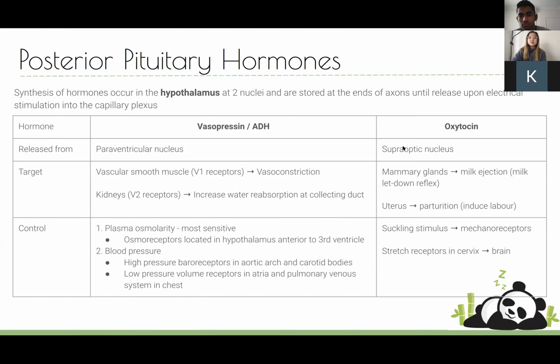Oxytocin is released from the supraoptic nucleus, and it targets the mammary glands for milk ejection. It's part of the milk letdown reflex, and it's also involved in labor in the uterus. Its control is via the suckling stimulus, which are mechanical receptors in the breast, and stretch receptors in the cervix.